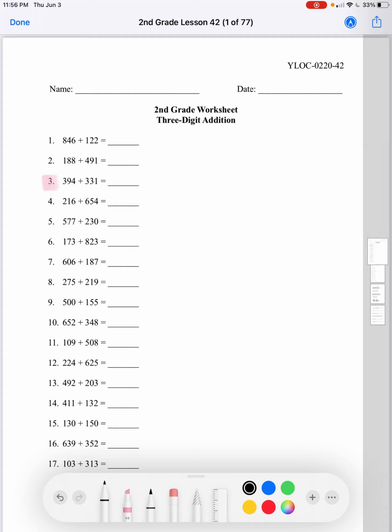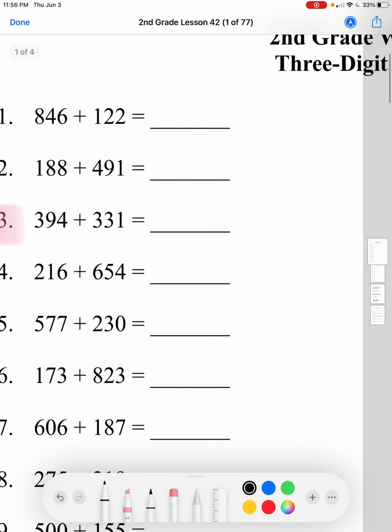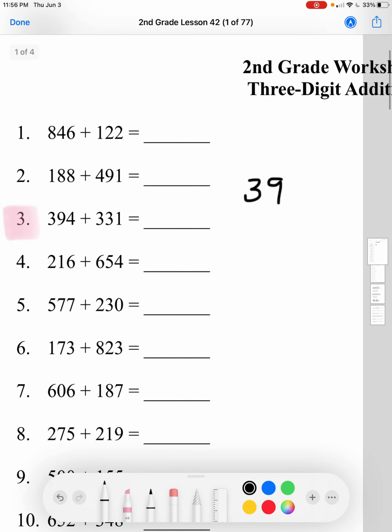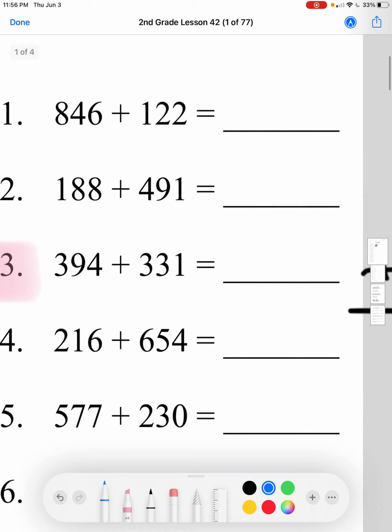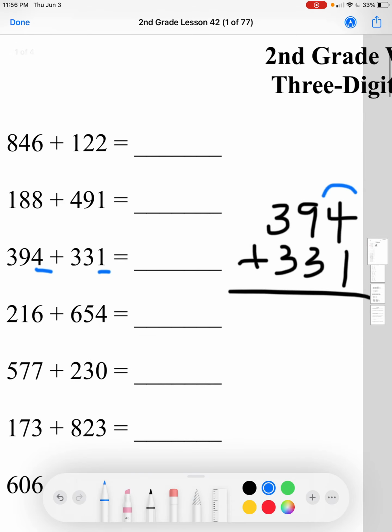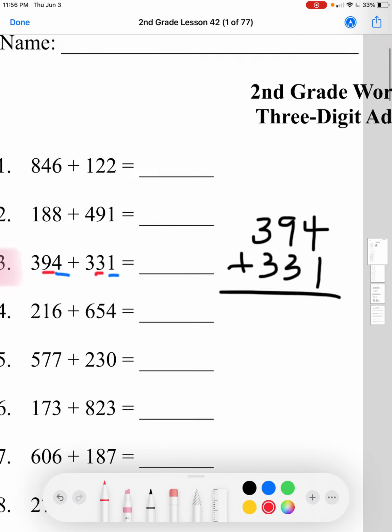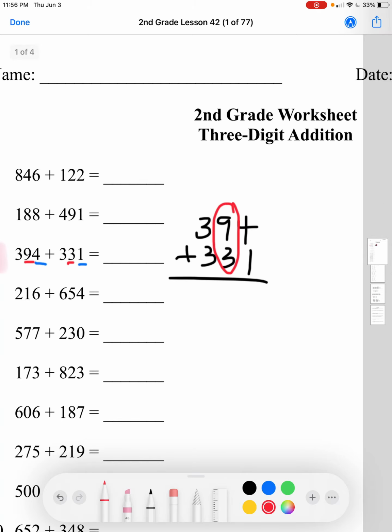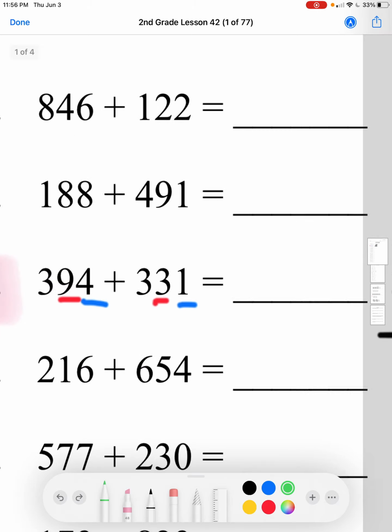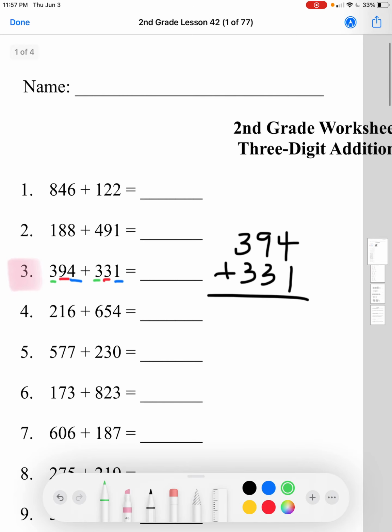So like always, we're going to rewrite the numbers on the side, making sure that we line up all of the numbers. So the ones place here, then the tens place here, and then the hundreds place here. So now we know we lined up all of our numbers, we can start adding.